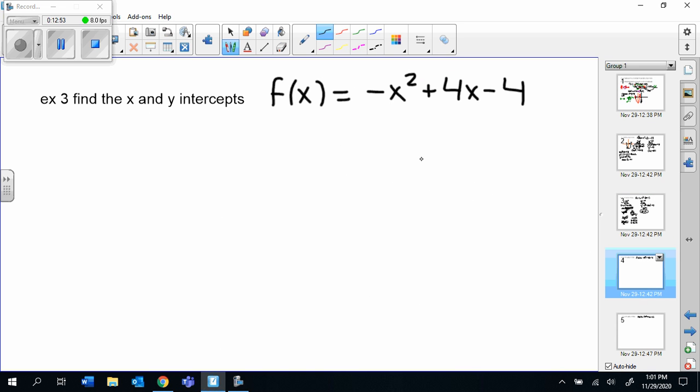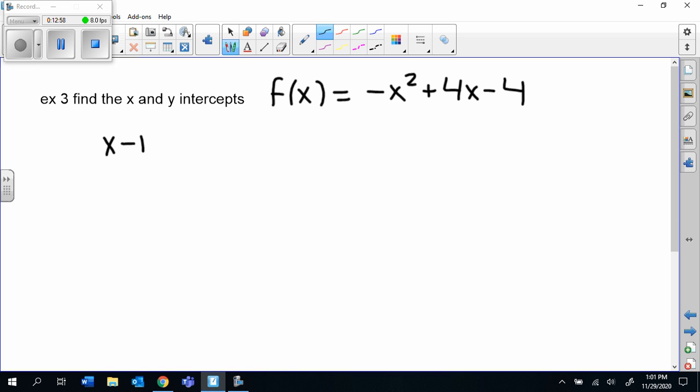I've got a few more here. X and y-intercepts, let's set it up. I suppose I could have done this in advance. X-intercept: y equals 0. Y-intercept: x equals 0.